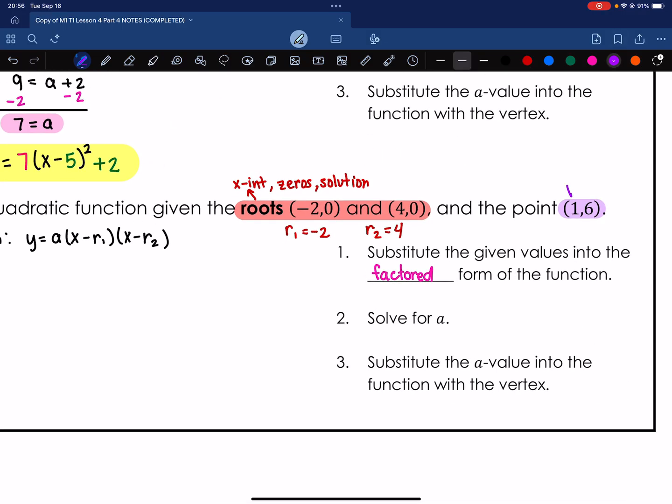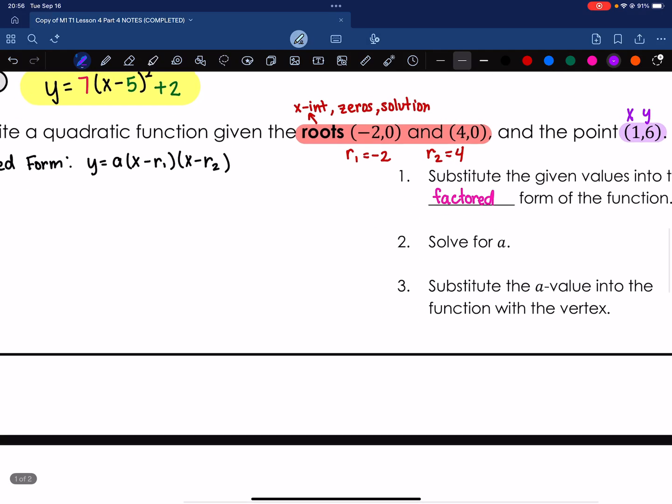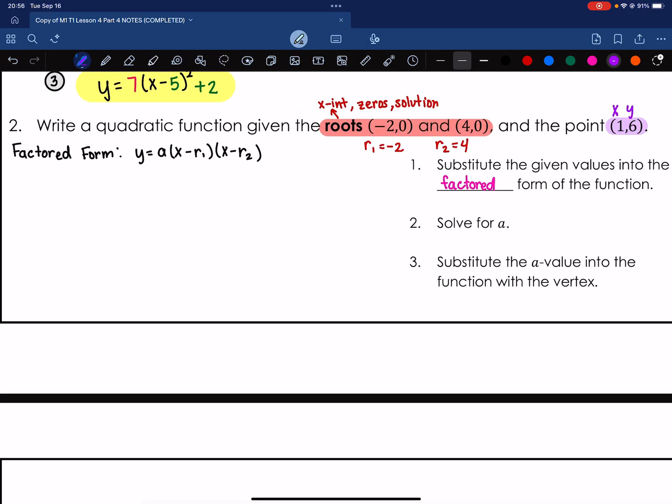Then we have our point (x, y), and all we're going to do is substitute that information in so we can solve for a. So what that leaves us with is 6 equals a times 1, because that's our x value. The minus sign is built in, and we are plugging in a -2. And then we have our x value again, so 1. And this time we still have minus, but we are plugging in a 4. And now we just have to simplify to solve for a.